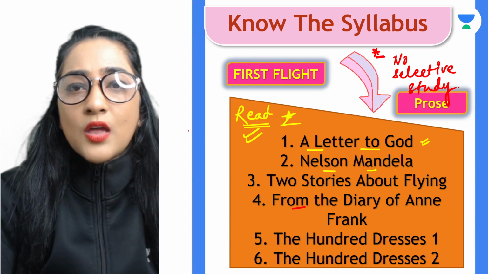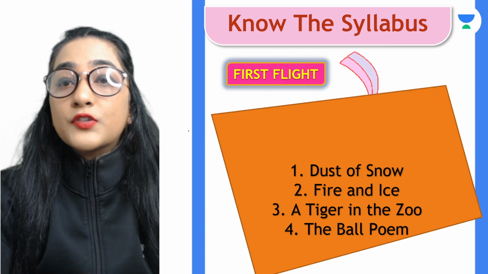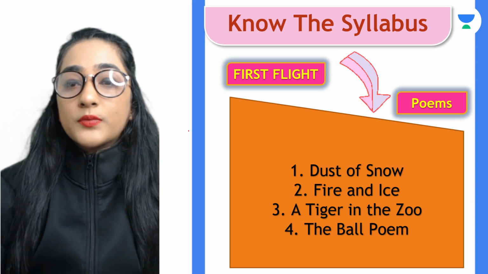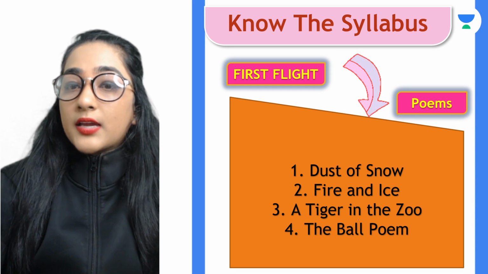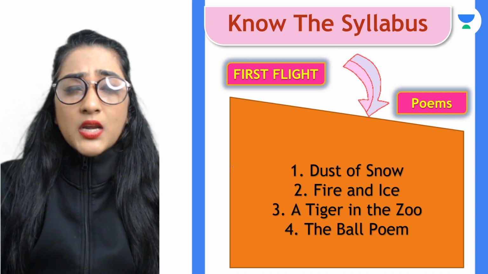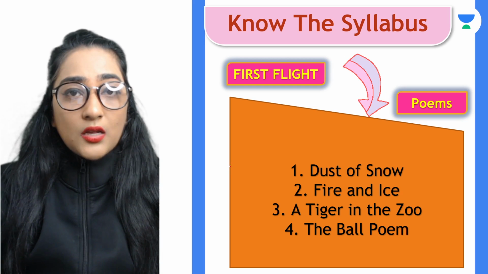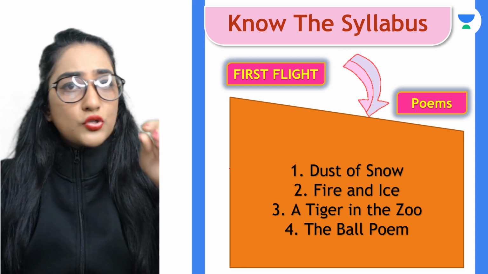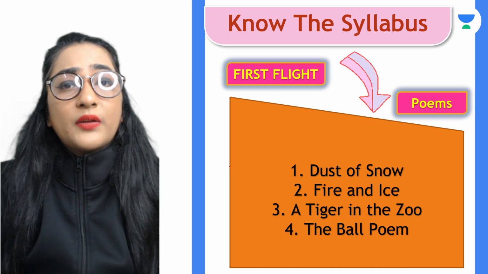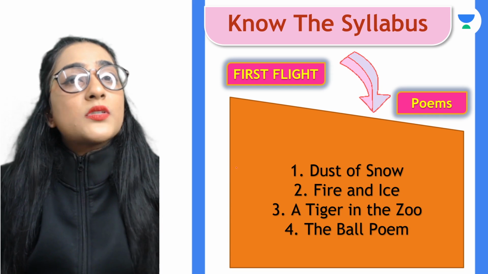Now moving ahead, we have now got First Flight. We have got the poems from this, and these are the four poems: Dust of Snow, Fire and Ice, A Tiger in the Zoo, and the Ball poem. Guys, for your poems, I have had amazing sessions wherein I explain everything in detail. It is important that you understand the deeper meaning. Do not just go with the outer face, do not just go with the things that you have learned only on the surface. That's going to be the wrong thing. Please make sure that you are understanding the poems clearly and you're not missing out anything.